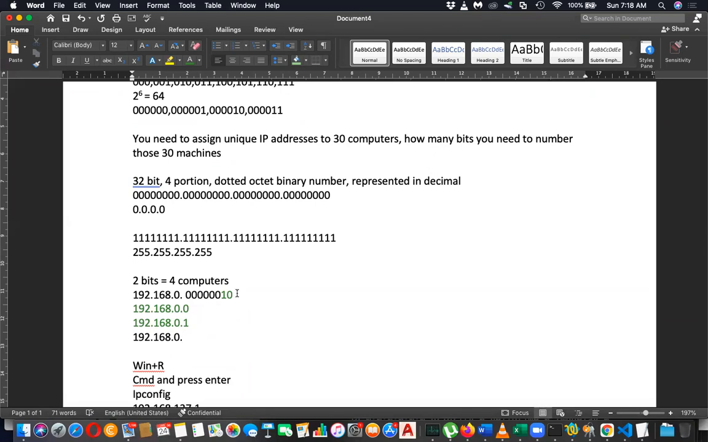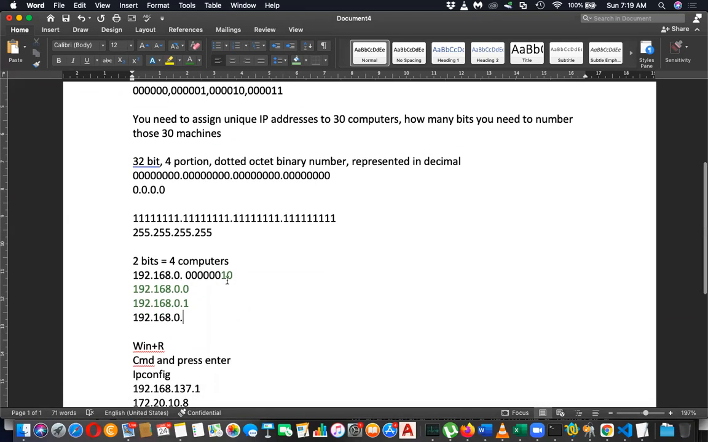Binary 1 0 in decimal is 2. Yes. Next one 1 1. So what is that IP? 192.168.0 dot. Yes. 1 1 in binary means 3 in decimal. That's 3.